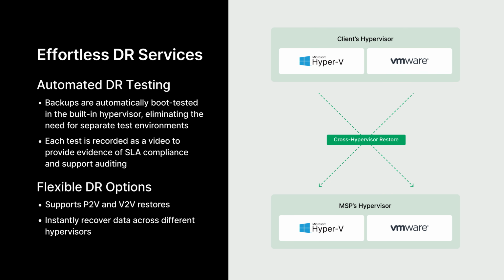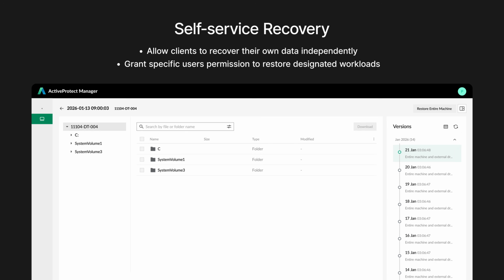A workload running on VMware, for example, can be restored directly to a service provider's Hyper-V environment. This enables service providers to offer disaster recovery service using their current infrastructure, eliminating the need to maintain multiple hypervisors for compatibility and ensuring faster, more reliable recovery. Alongside DR services, service providers can offer self-service restore permissions, allowing clients to recover their own data and reducing ongoing support demands.